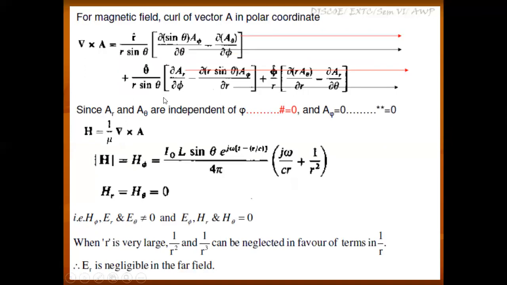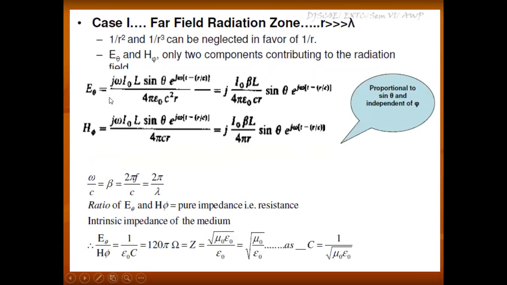Now from the vector potential, H can be found. Here from the vector potential H can be found. HR and H theta equal 0. Here H phi and E theta are non-zero, and H theta equals 0. The remaining two are non-zero. So this is your final result: E theta and H phi, the electric field along theta and the magnetic field along phi.